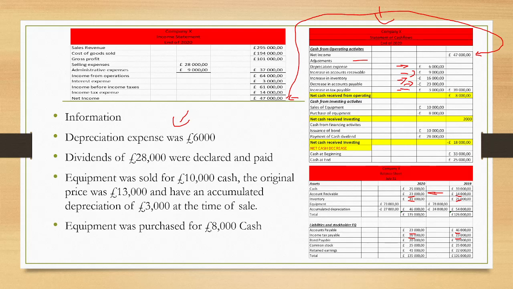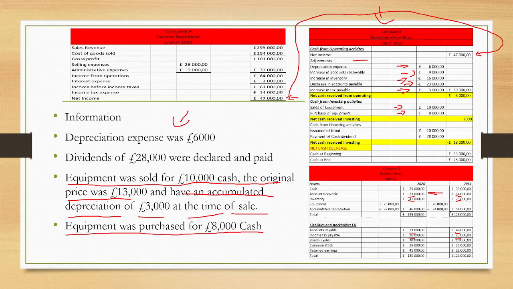And then we have sales of equipment, which is right here. So equipment was sold for 10,000 cash. The original price was 13,000 and it had accumulated depreciation of 3,000 at the time of the sale. So sales of equipment goes right here in investing activities. Purchase of equipment was also in the additional information, 8,000 cash. So the net cash received from investing would be 2,000. It should be pounds here, I don't know why it's not. And the net cash received from operations is right here.